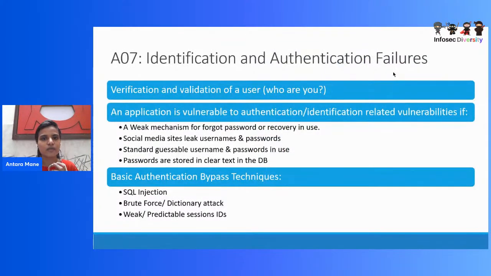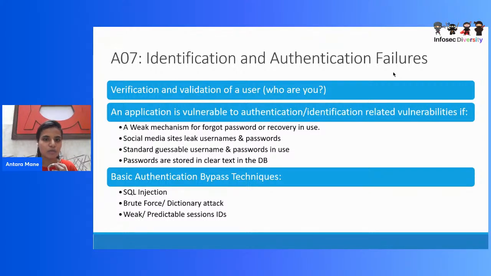So let's move ahead and understand the next type of vulnerability, that is identification and authentication failures, right? So this occurs when the functions related to the user's identity, authentication or session management are not implemented correctly or adequately protected, allowing an attacker to gain access and assume the identity of the user, right?